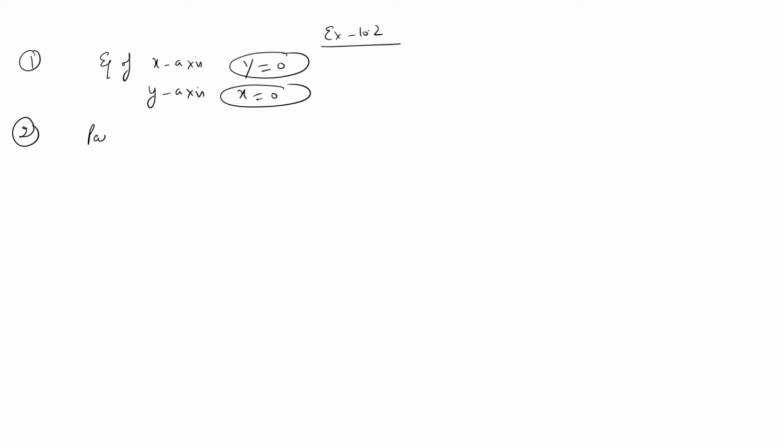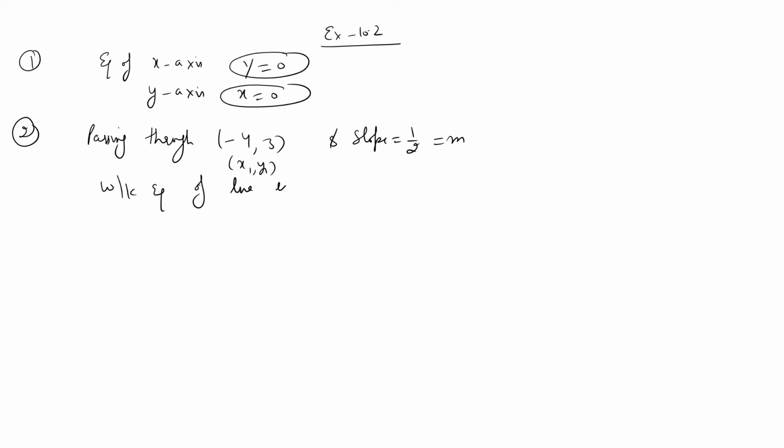Now you will understand how we frame the answers. The line is passing through the point (minus 4, 3) with slope half. Slope is taken as m, and the given point is taken as (x1, y1). We know the equation of a line in point slope form, and you can understand that point slope form is applicable here. So point slope form is y minus y1 equal to m times x minus x1.